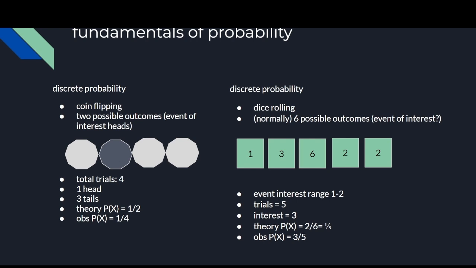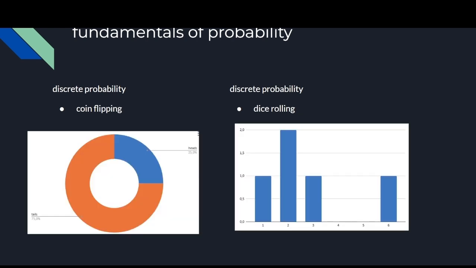Let's visualize that. For the coin flipping, we can use a donut plot. Quite delicious donuts. I like it a lot. So we see here, the blue part is the probability of heads, and the orange part is the probability to get tails. Here we see the numbers: 25% for heads, 75% for tails.